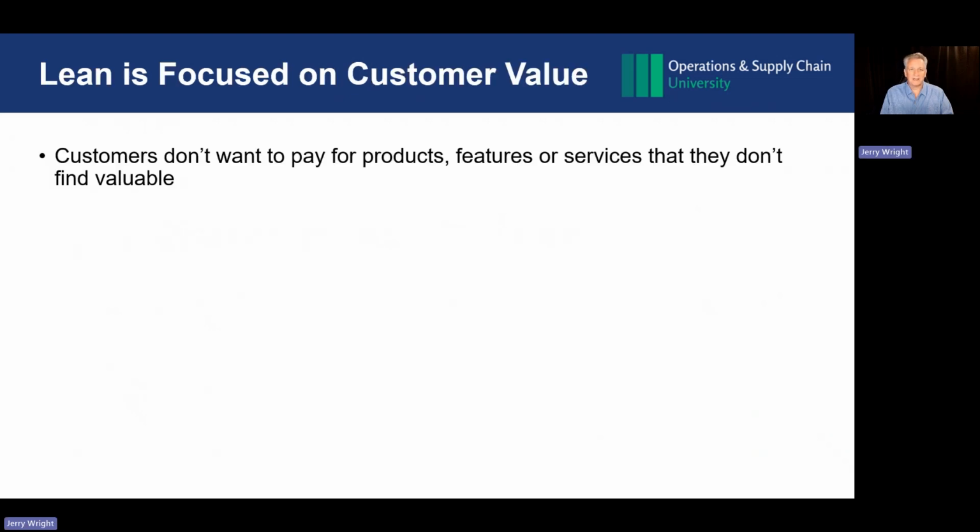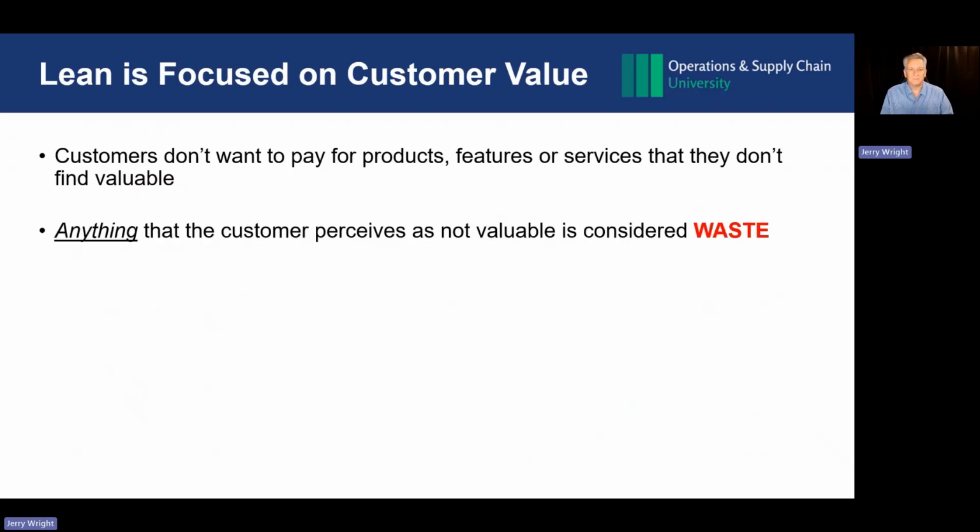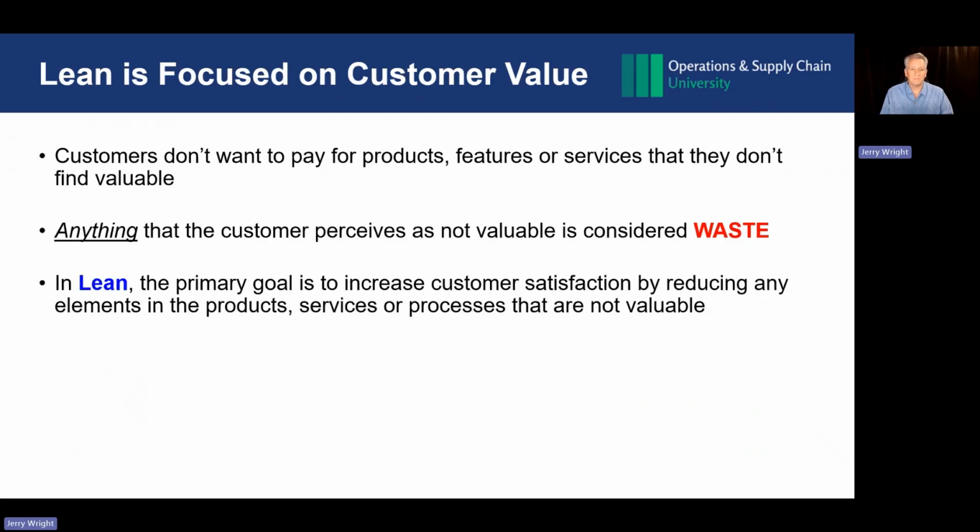So Lean is focused on customer value. Think of it this way. Customers don't want to pay for products, features, or services that they don't find valuable. Anything, and I mean anything, that the customer perceives as not valuable is technically considered to be waste, meaning it's not valuable. So in Lean, the primary goal is to increase customer satisfaction by reducing any elements in the products, services, or processes that are not valuable.